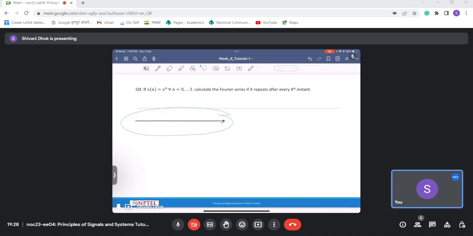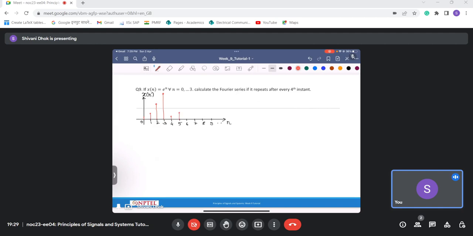So let's say this is xn. This is the xn axis. This is n. This is 0, 1, 2, 3, 4, 5, 6, 7, 8, 9, and so on. So what we have is e power 0, that is 1 here. Then it is e, then e square, and then e cube. Then it starts repeating itself from 4.